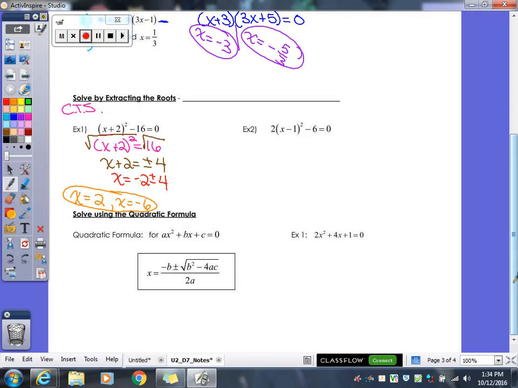So let's try it in our next example there. Yes. So for this one, you want to add your 6 over first. And then we have to divide by 2 because you want to get what's squared, the x minus 1, by itself first. Kind of like your radicals and your absolute value equations. You want to get those by themselves first.